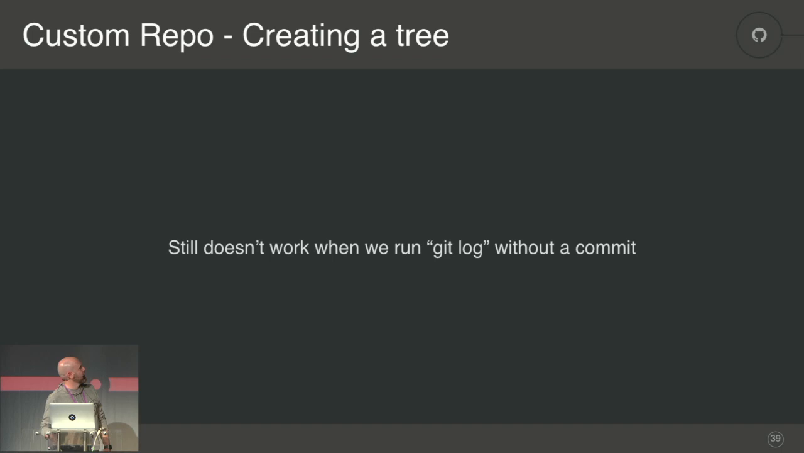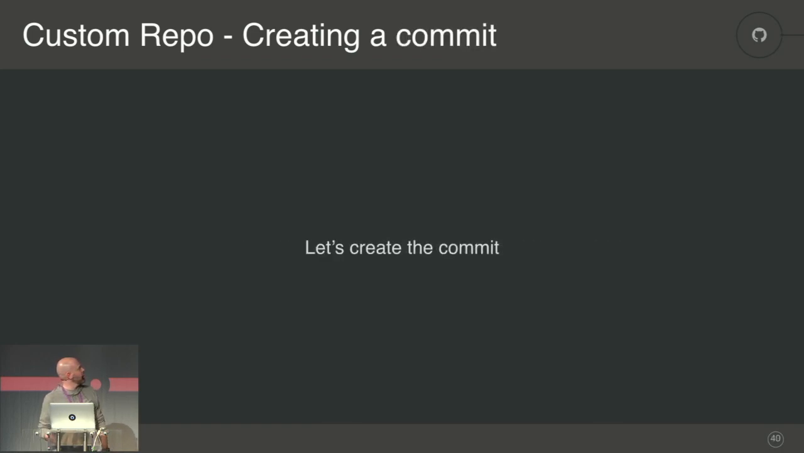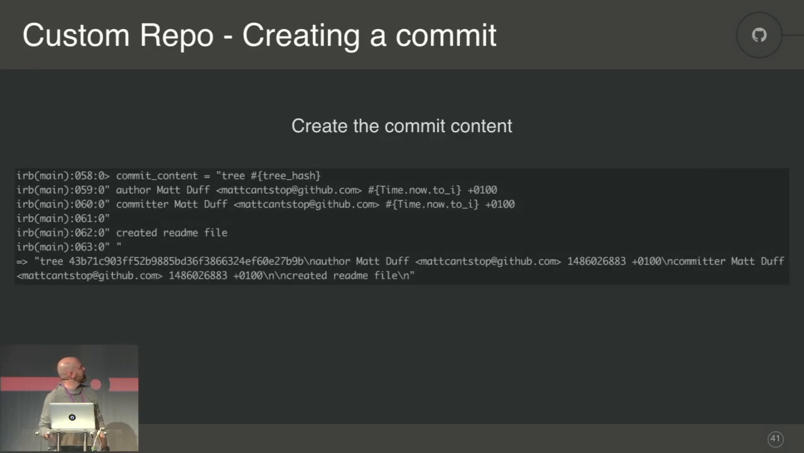It still doesn't work when we run git log without a commit. So we have to go and now create the commit, because we have the tree, we have the file, but we do not presently have a working Git repository in the way that you'd anticipate. So we can now create the commit content, and this is what it looks like when you create the content with some new lines in there.